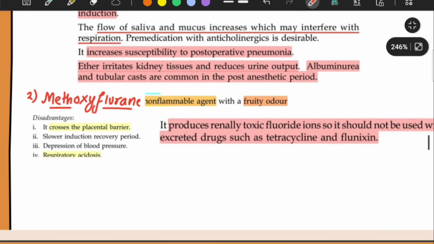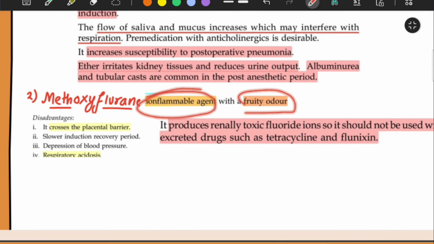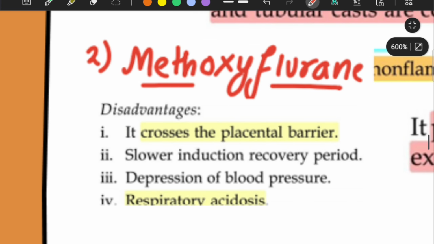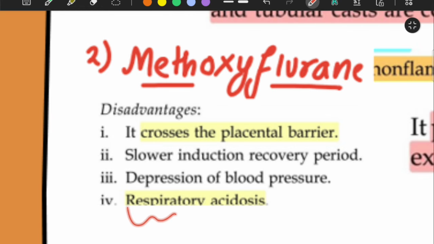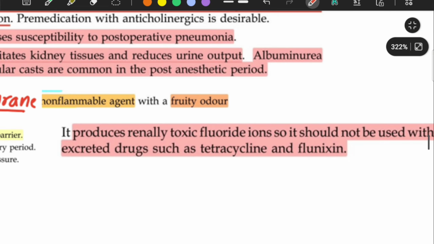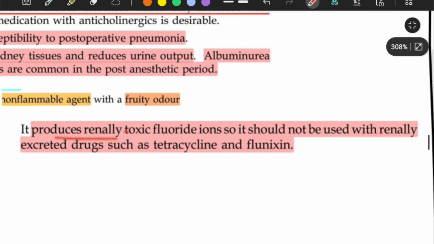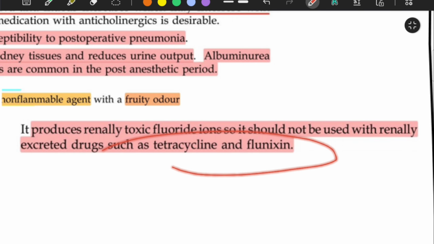Now talking about methoxyflurane, it is a non-flammable agent. It has a fruity odor. And we'll talk about the disadvantages. It can cross the placental barrier, which we do not want in a pregnant patient. That's why methoxyflurane is not applicable in the pregnant. Now it has slower induction and recovery period, depression in the blood pressure, which we do not want, and respiratory acidosis is sometimes seen. Methoxyflurane also produces renal toxic fluoride ions, so it should not be used with renally excreted drugs like tetracycline and flunixin meglumine.